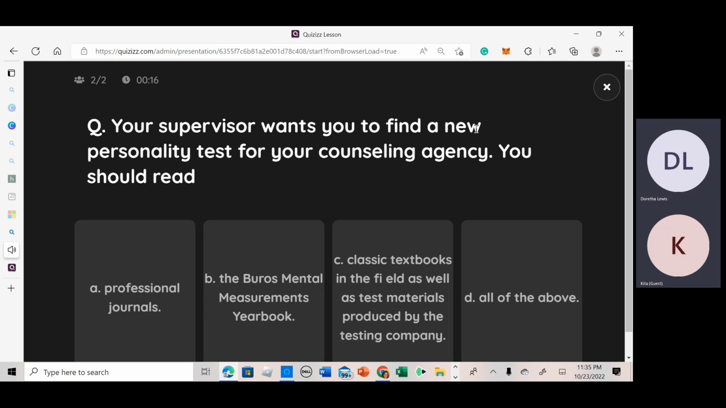Your supervisor wants you to find a new personality test for your counseling agency. You should read professional journals, the Buros Mental Measurements Yearbook, the classic textbooks in the field, as well as test materials produced by the testing company.